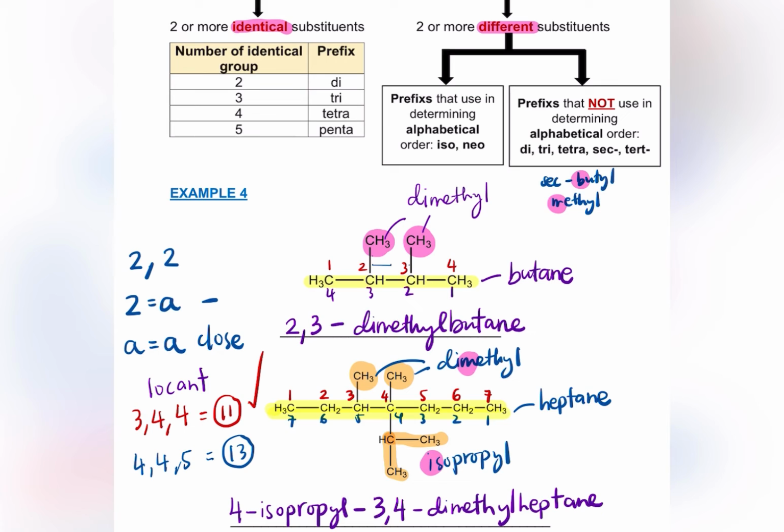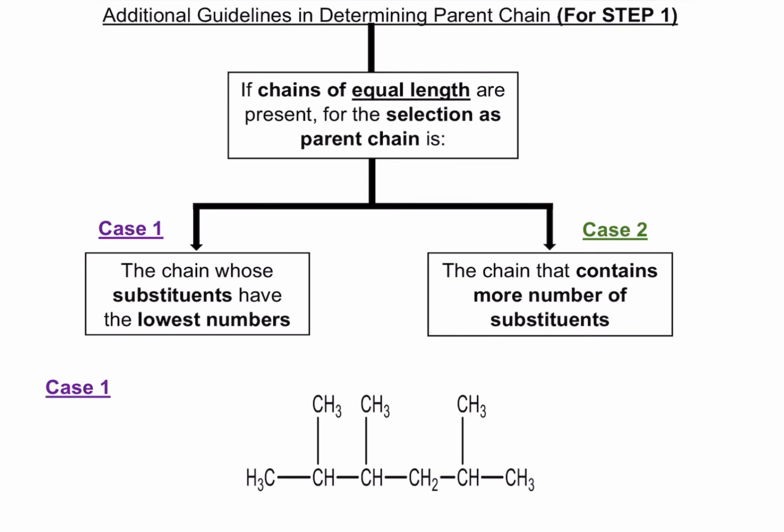So this is how you give the name for this structure, with heptane as your parent and the rest of them in front of it, what we call the prefix, being the substituents attached to heptane. Now we are going to continue with the additional guideline for step 1. So this is how you want to determine the parent chain.